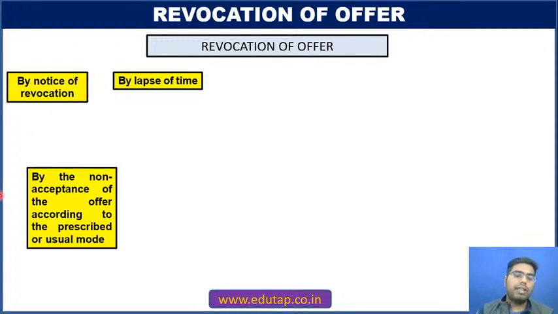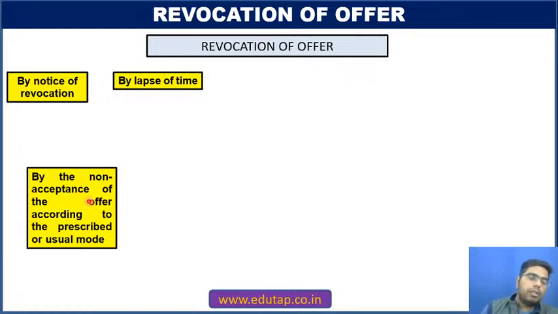Clear? Next is by the non-acceptance of the offer according to the prescribed or usual mode. You have made an offer to me, and you asked me to communicate it to you through email or through telecommunication. But I wrote a letter to you. So you specified in that offer that if I want to communicate my acceptance or non-acceptance to you, I will be communicating it through the usual mode.